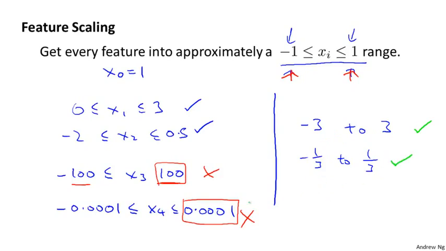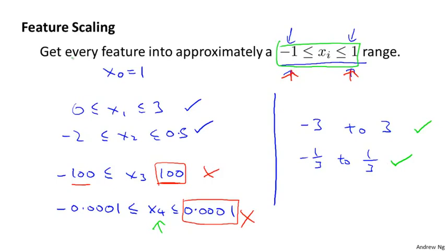That's a typical range of values I consider okay. But if it takes on a much tinier range of values like x4 here, then again I might start to worry. So the take-home message is don't worry if your features are not exactly on the same scale or exactly in the same range of values, but so long as they're all close enough to this, gradient descent should work okay.